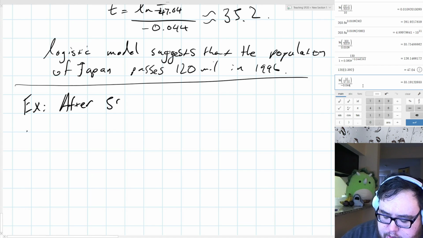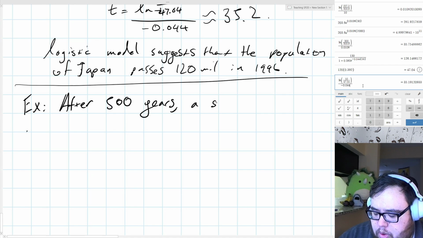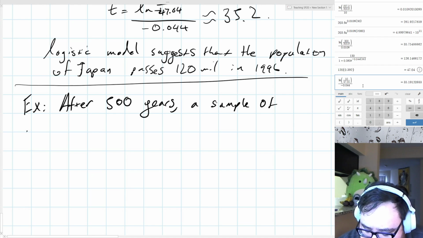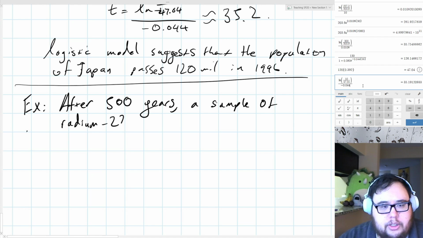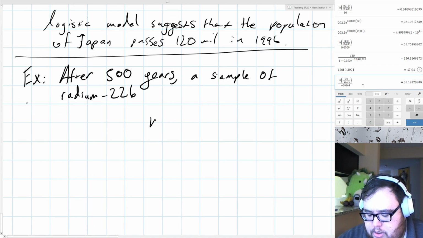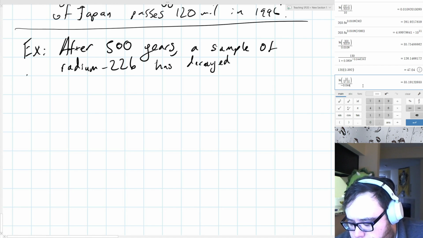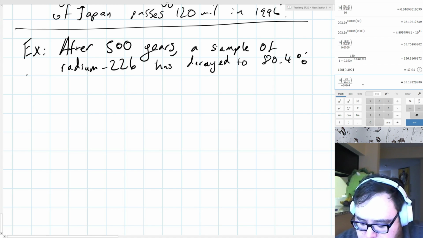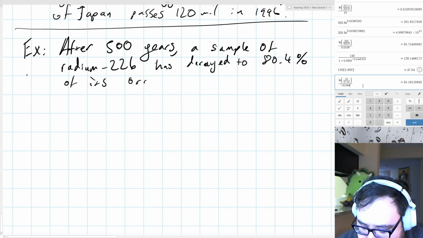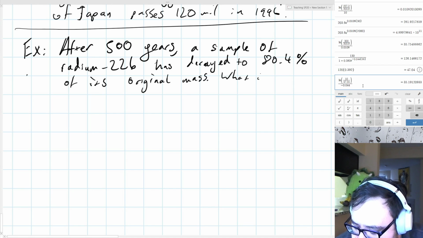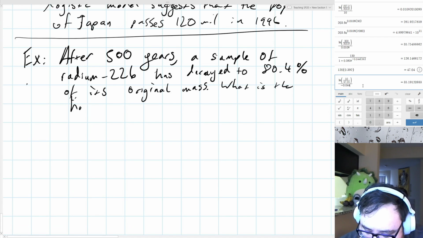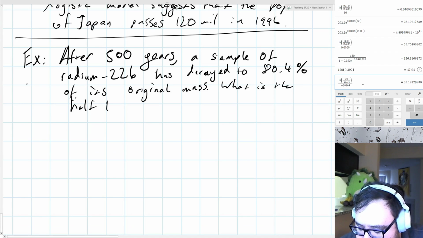After 500 years, a sample of radium 226 has decayed to 80.4% of its original mass. What is the half-life of radium 226?